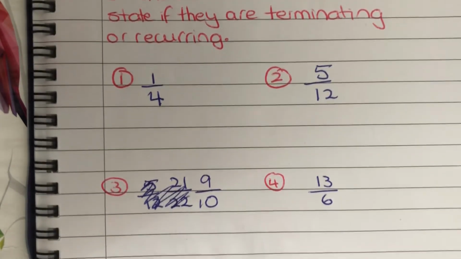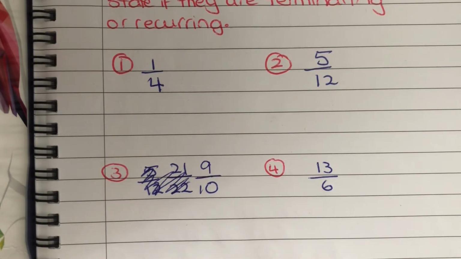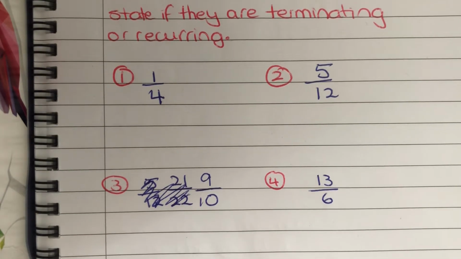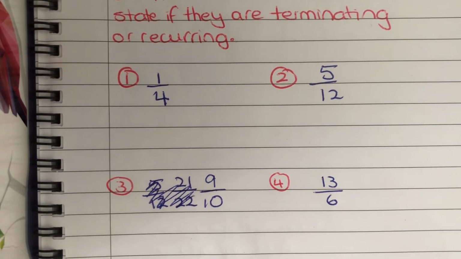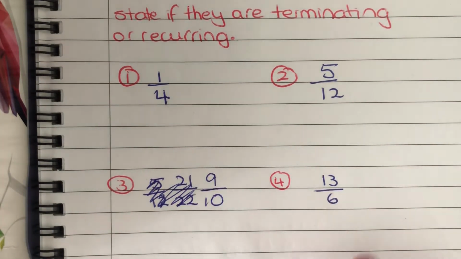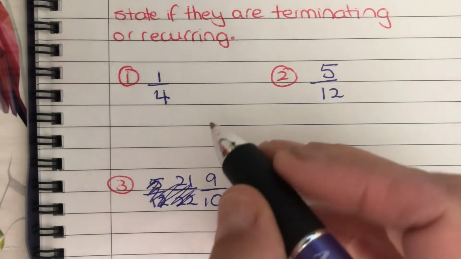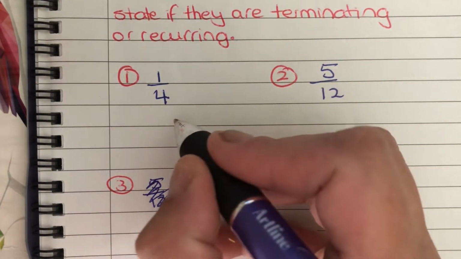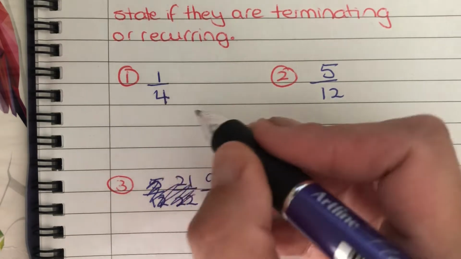All right, let's work out how we're going to do it. To convert to decimals, and then you need to state if they're terminating or recurring. So this is what we do. We do our old-fashioned division. Now, you can't use your calculators to do this. You have to show me the working out. It would be great if you use your calculators to see if you're right, but you actually need to show me the working out.